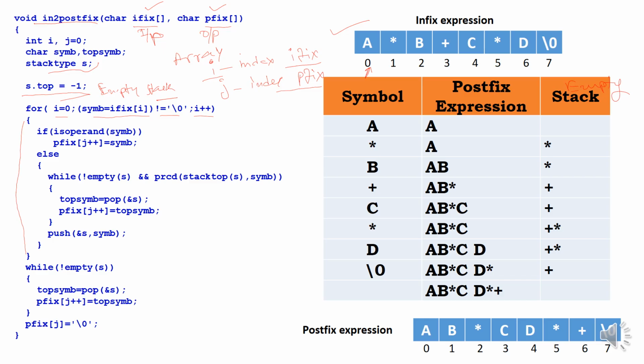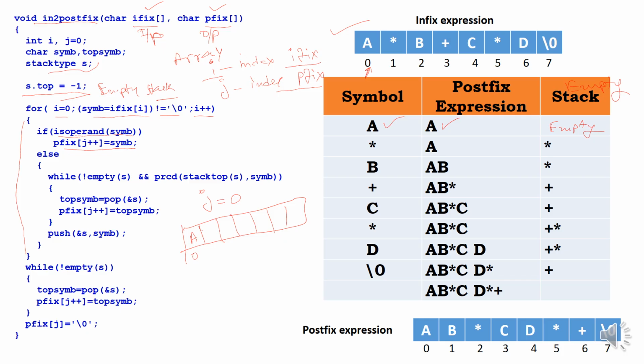Assume that i is 0, so the symbol is A. Is the symbol an operand? I pass A to the is operand function, which we have already explained. A is an operand, so it returns 1. If it is 1, just pfix of j plus plus gets the symbol. Initially j is assigned 0. Each time you read a character from the infix expression, decide whether it is an operand or operator. If it is an operand, just add it to the postfix expression, starting from location 0. So A is added. The stack is still empty. Then i is increased and you get the next symbol.